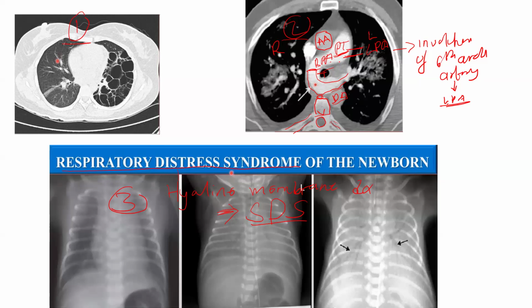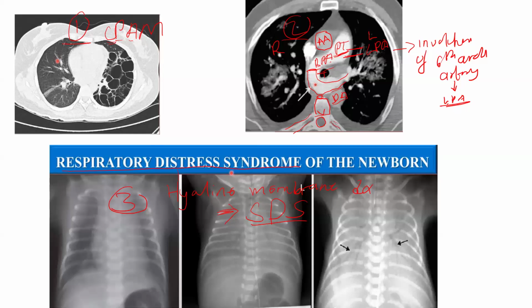One, CPAM, very good. Yes, this is CPAM. Congenital pulmonary airway malformation. That's the name, congenital pulmonary airway malformation. CPAM, congenital pulmonary airway malformation, not congenital polycystic lung.